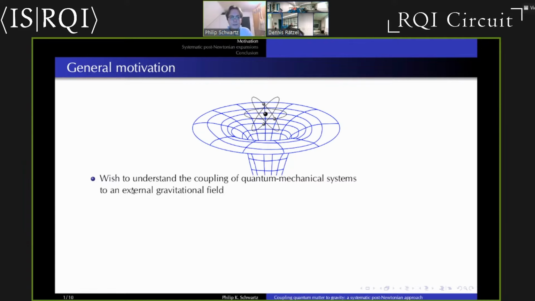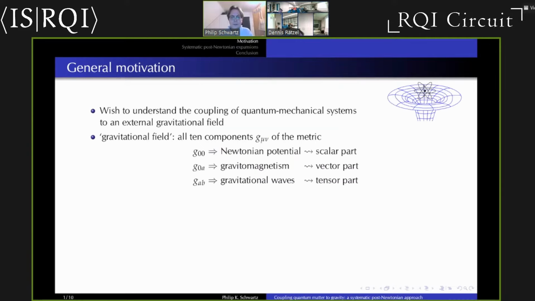By saying external here, I really mean that we treat this as a background field. So we have a test quantum particle or test quantum system in an external gravitational background field, and we neglect the back reaction or anything related to that. The external gravitational field is also classical, so we are not doing anything related to quantum gravity here. But we still consider a general spacetime metric, including the Newtonian potential, post-Newtonian effects, gravitomagnetic effects, and gravitational waves.